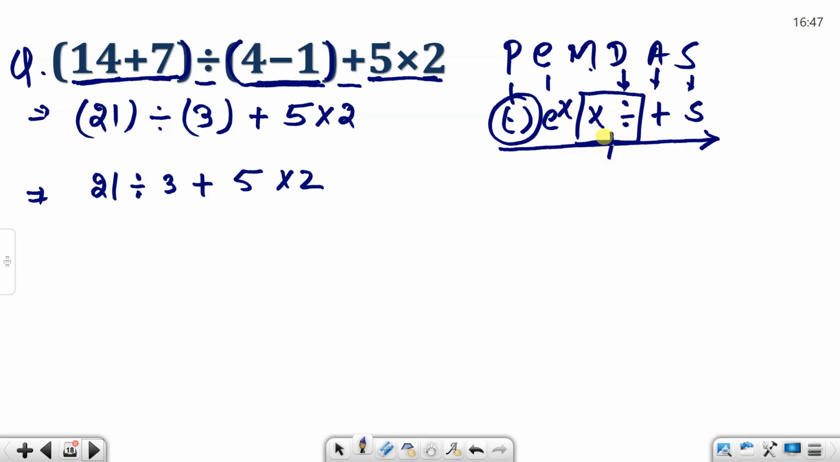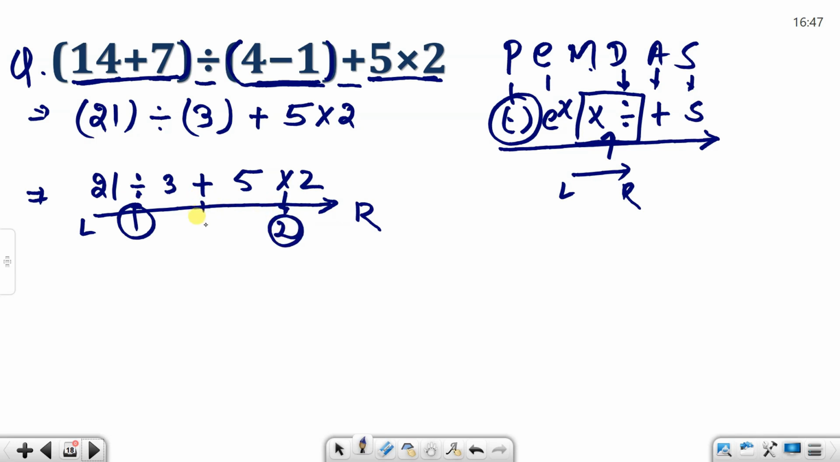Multiplication and division have the same priority. When we come to addition, we'll check from left to right. Whichever comes first from the left, we'll give it the first priority, and the one that comes second will get the second priority. So here, I'll check from left to right. Since division comes first, we'll give division the first priority, multiplication the second, and the third operation will get third priority. So, let's solve it.